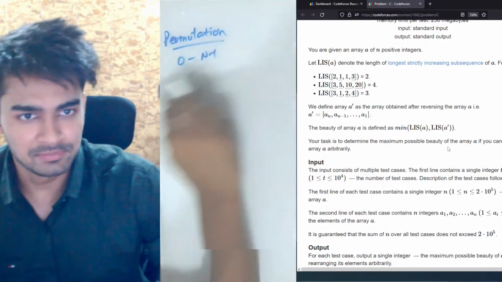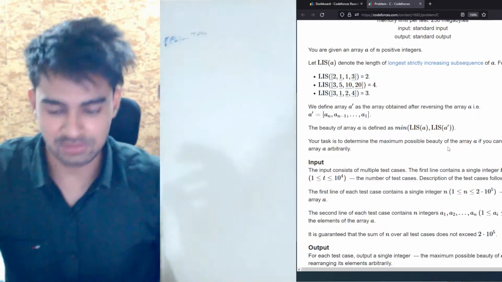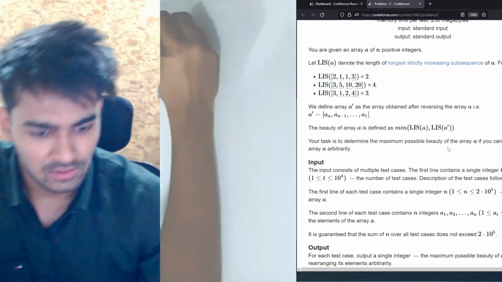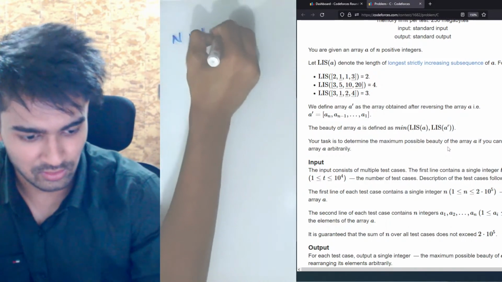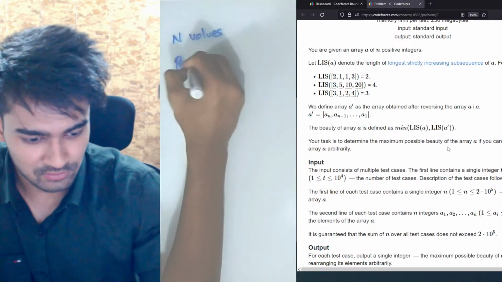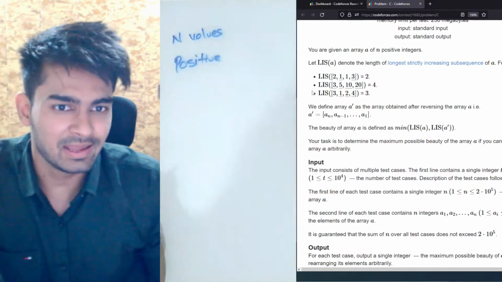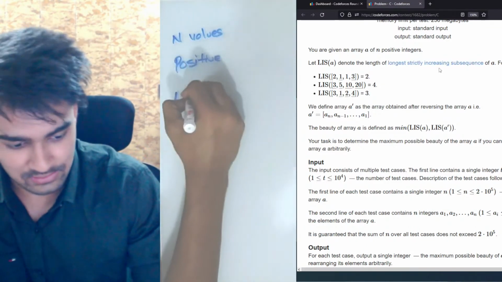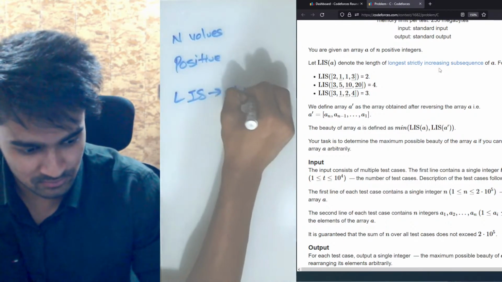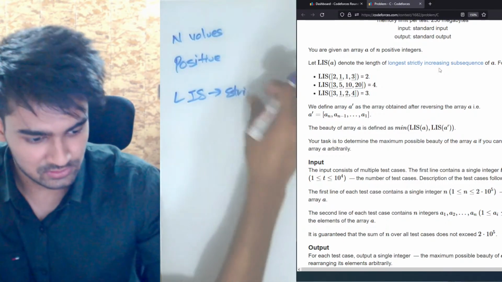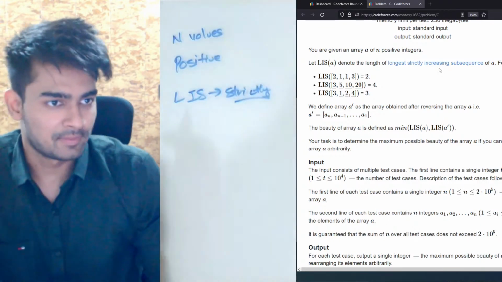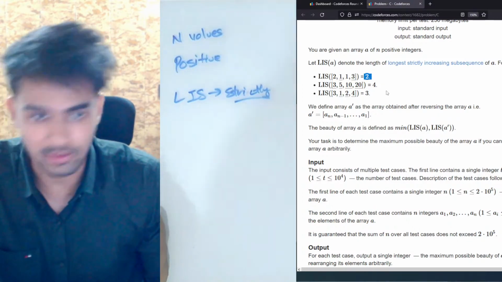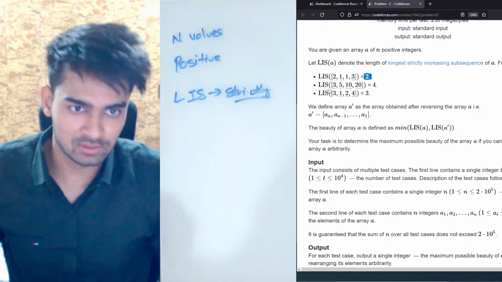So, in problem C, you're given an array A of n positive numbers. So we have an array A of n values, all positive. Now, let LIS of A denote the length of the longest strictly increasing sequence. For example, 2 1 1 3 has an LIS of 2 because we have 1 and 3. And 3, 5, 10, 20 has 4. 3, 1, 2, 4 has 3.